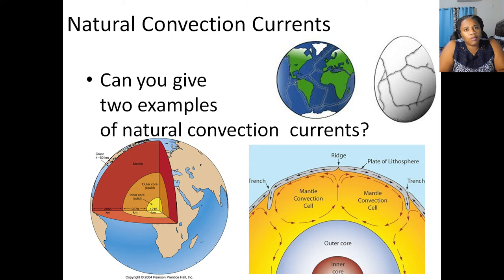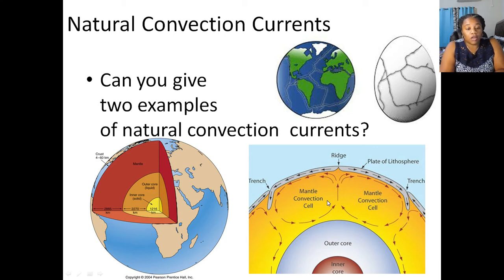Natural convection currents occur all the time, and we experience them without even knowing it. One of them is earthquakes, or the movement of tectonic plates. Because of the magma underneath the Earth's crust, there are convection currents happening in that heated rock.